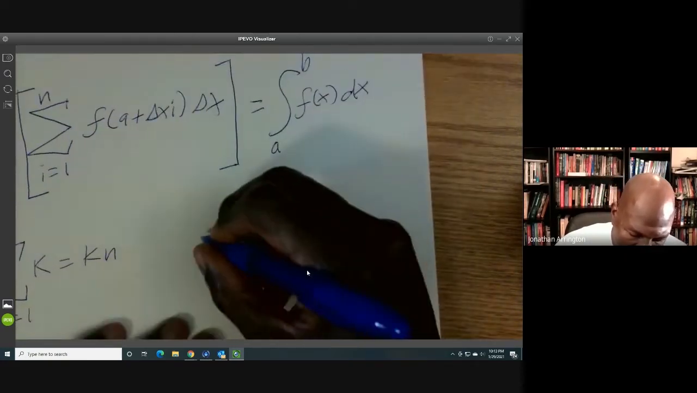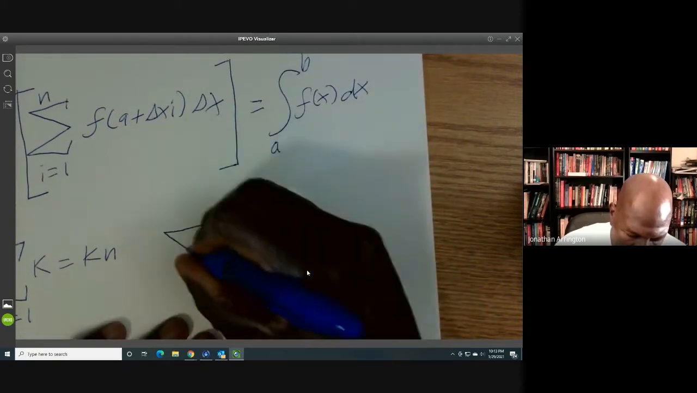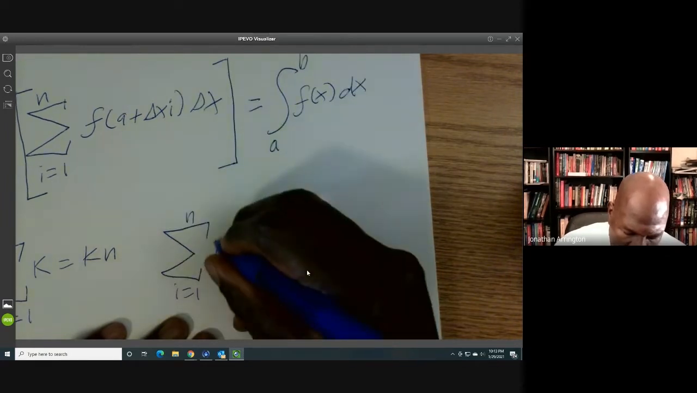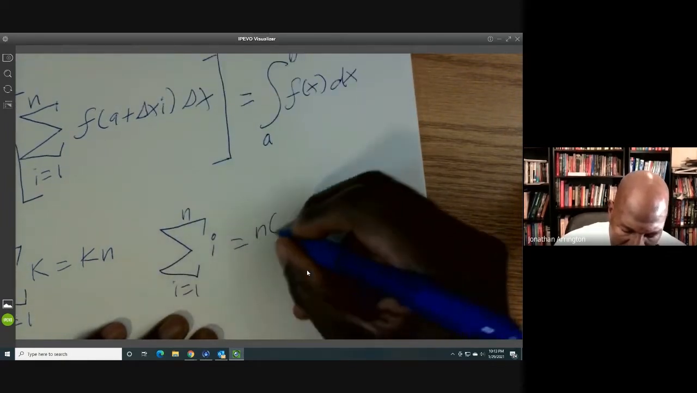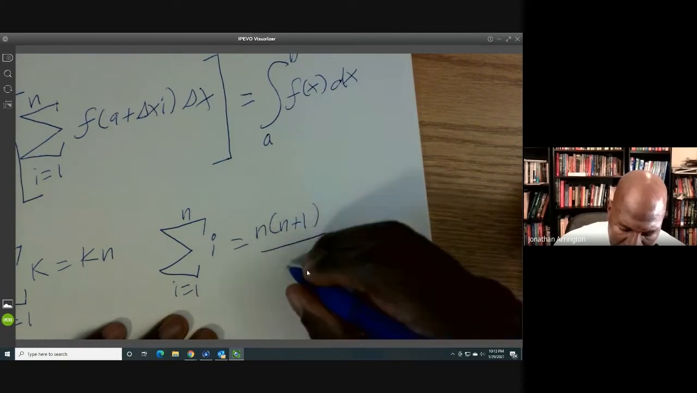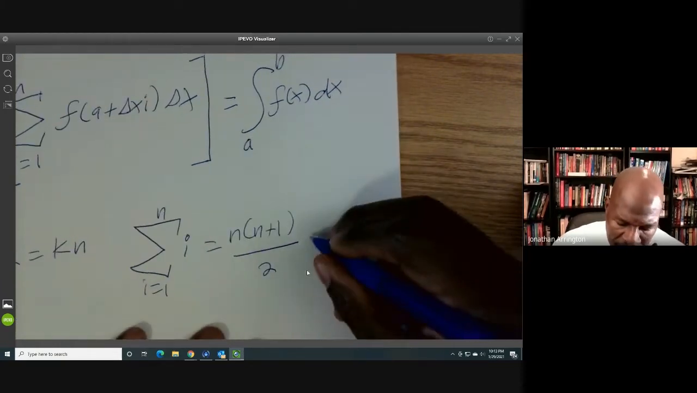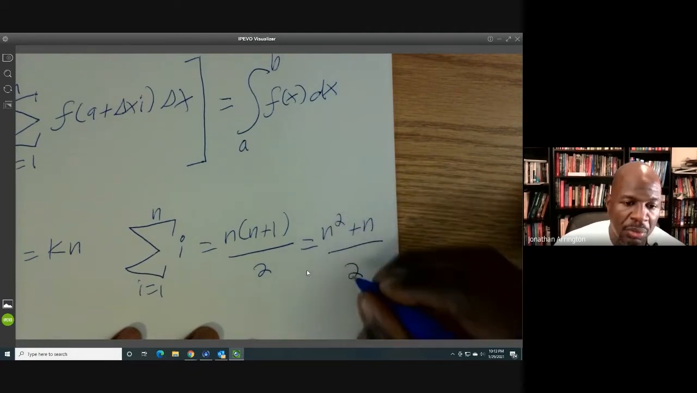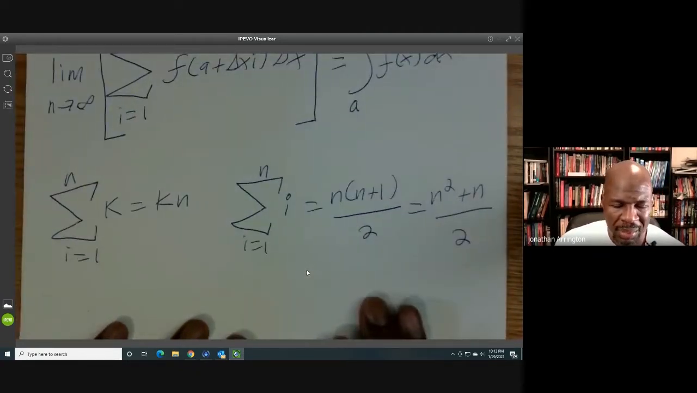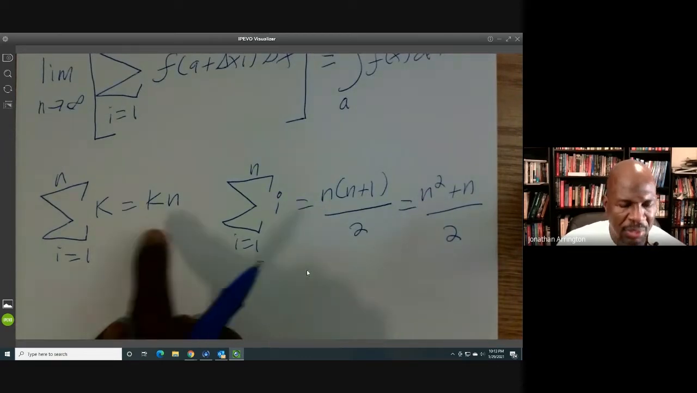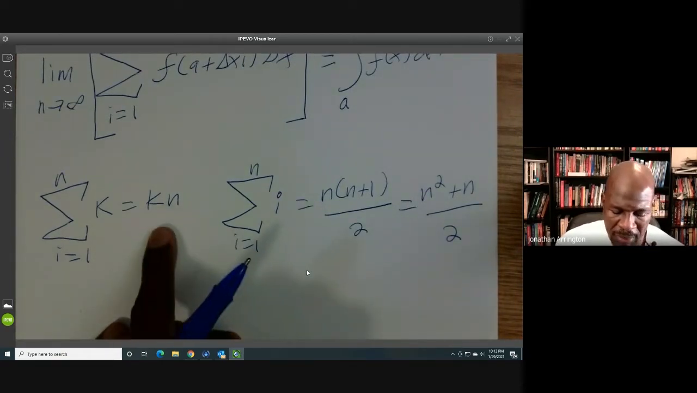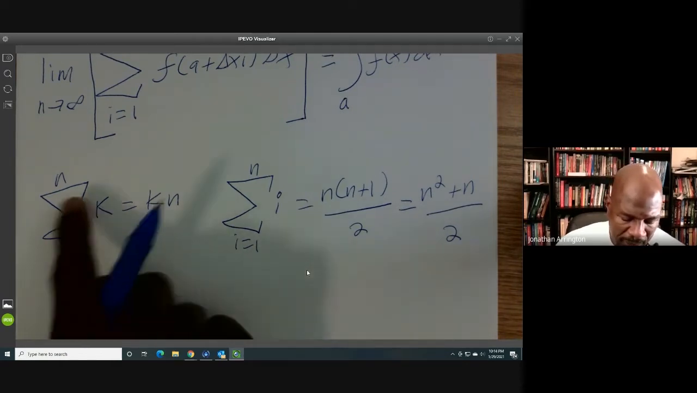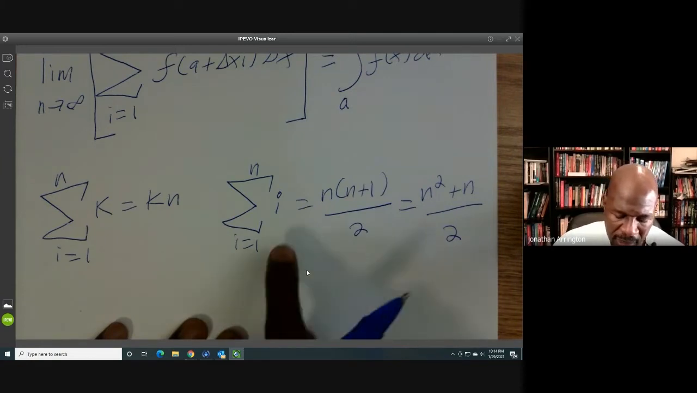And another summation rule we're going to need to use, the summation as i goes from 1 to n of i, that is n times n plus 1 over 2, or maybe it'd be easier to think of it as n squared plus n over 2. And so that's another one. This first one, I'm not going to explain, but it can be understood by common sense. If you take a constant and add it to itself n times, that should make common sense.